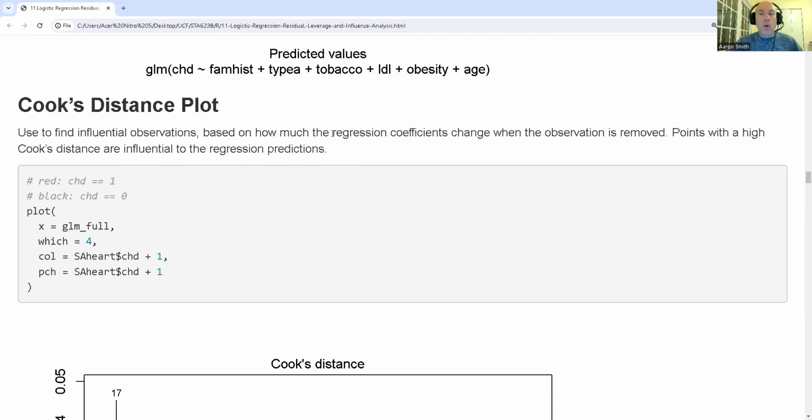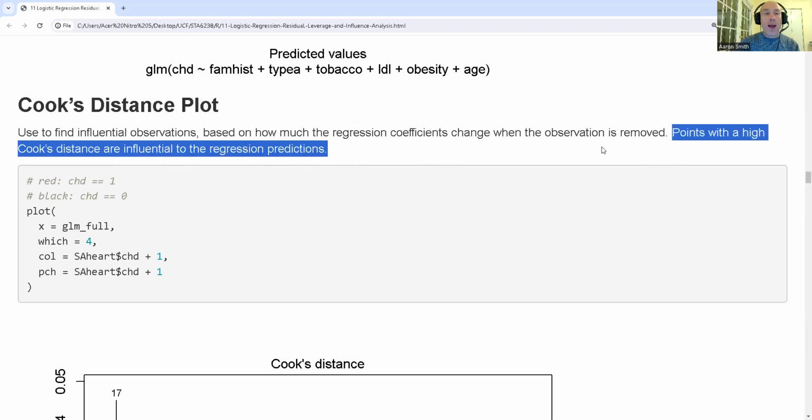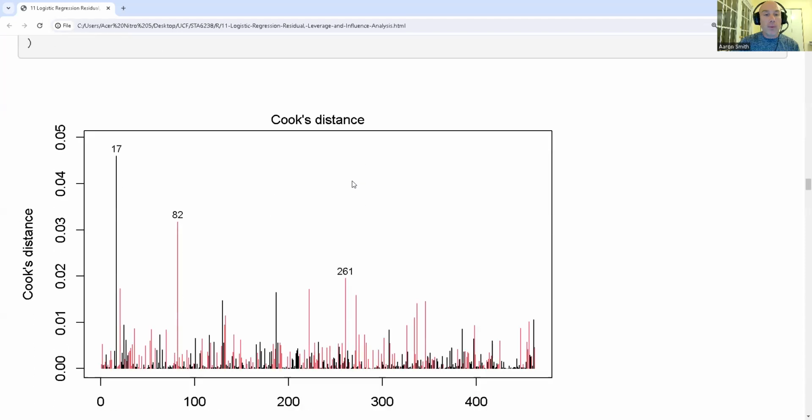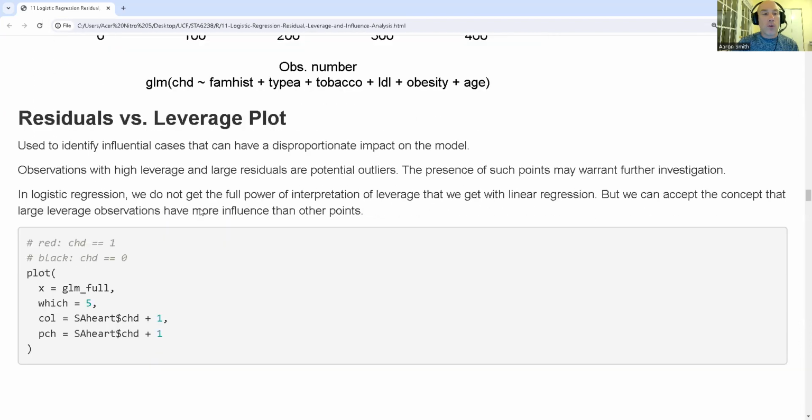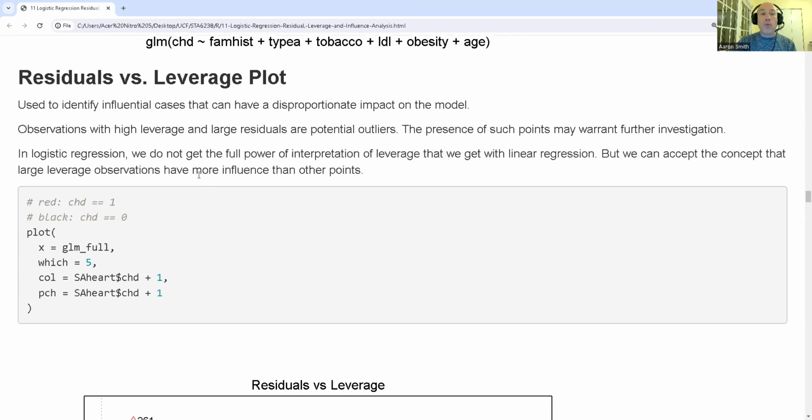And so this is what we're doing. We're computing a distance based off of how much the coefficients change when I remove that one data point. If it changes a lot, that data point has a lot of influence. So points with high Cook's distance are influential to the coefficients of the model. And so we've already seen this plot. But to me, it's the most important one for logistic regression. Now, we can also look at the residuals versus leverage.